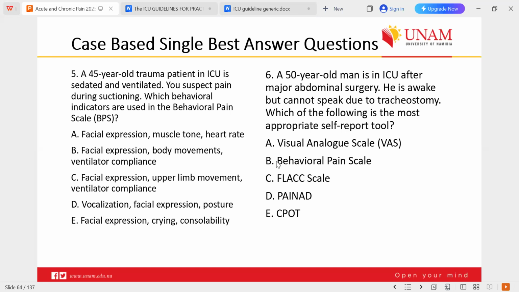Okay, so number 6. A 50-year-old man is in ICU after major abdominal surgery. Is awake but cannot speak due to tracheostomy. Which of the following is the most appropriate self-report tool? Anyone? Visual analog scale. A. A is correct.